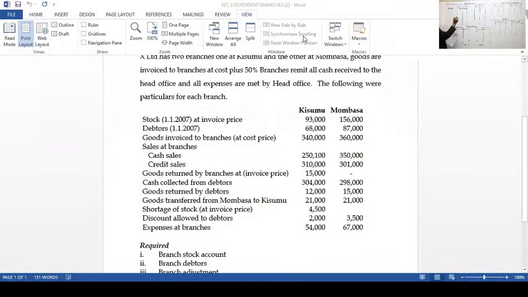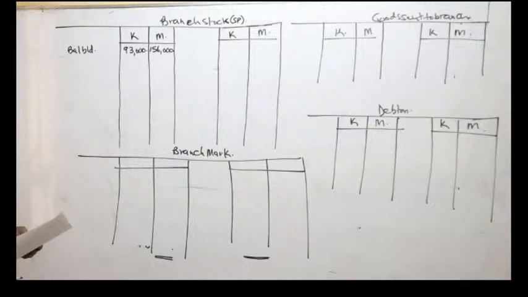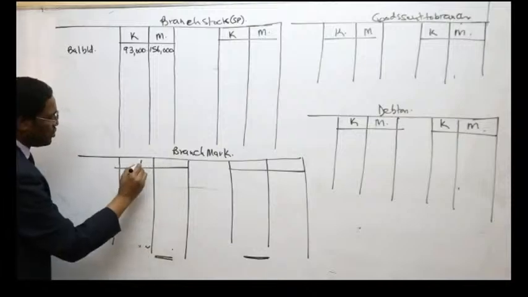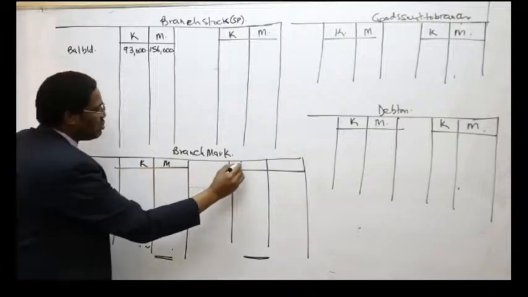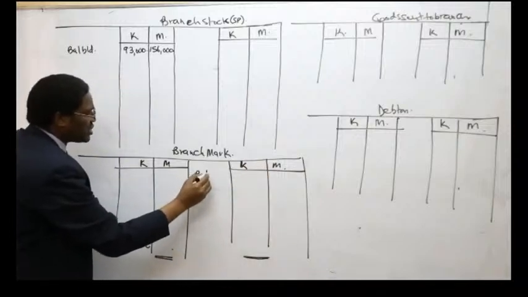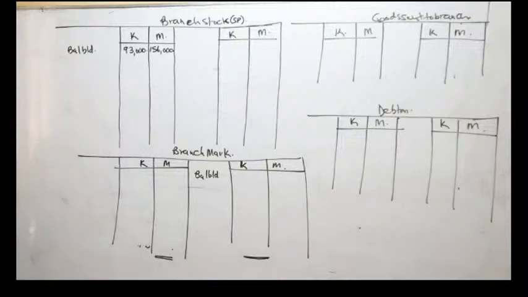You remember we said this account is maintained at invoice price or selling price. And because by end of last year, the branch had not sold the goods, then it means as a head office, we have an element of unrealized profit. And we say, whatever is the unrealized profit, you bring it down in the branch markup account. So we need to calculate out of that amount, how much is the unrealized profit?